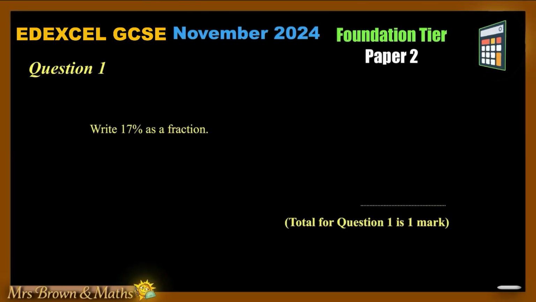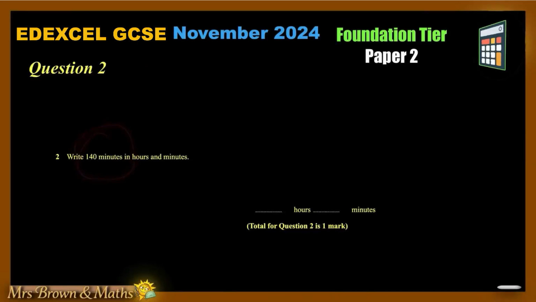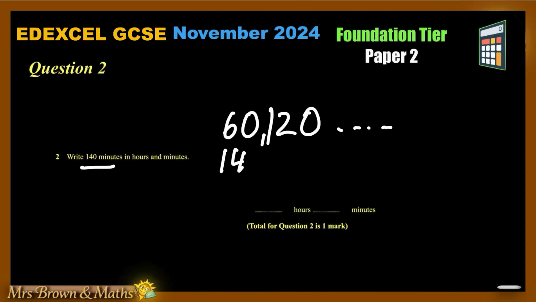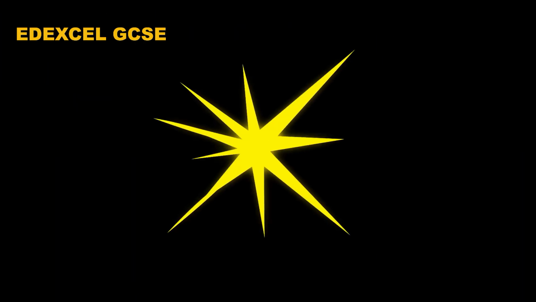Question 1. 17% means 17 out of 100. So this is 17 over 100. 1 mark. Question 2. 140 minutes. 60 minutes is 1 hour. 140 divided by 60 is 2 hours, remainder 20. Answer, 2 hours 20 minutes.